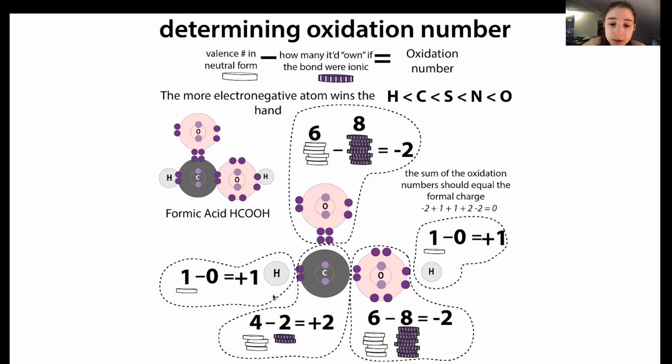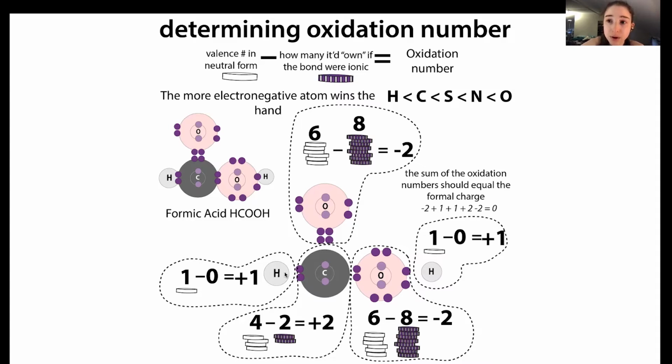Okay, what about this carbon? Here we already said it's going to lose these to the oxygen, and it's going to lose these to the oxygen. But in this bond to the hydrogen, it's going to keep those. It came in with 4 electrons, and if all these were to split, it would only keep 2. So it has an oxidation state of 4 minus 2, which is +2.